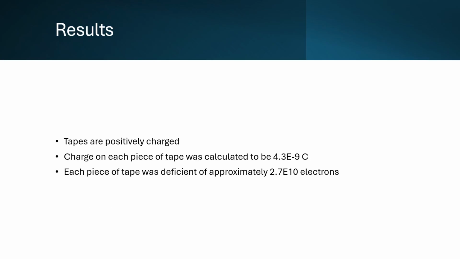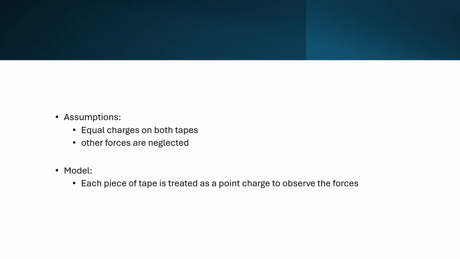And this is a quick preview of the results we have at the end of the lab. We found that the tapes are positively charged, and the charge on each piece of tape was calculated to be 4.3 times 10 to the negative 9 coulombs. Each piece of tape was deficient of approximately 2.7 times 10 to the power of 10 electrons.